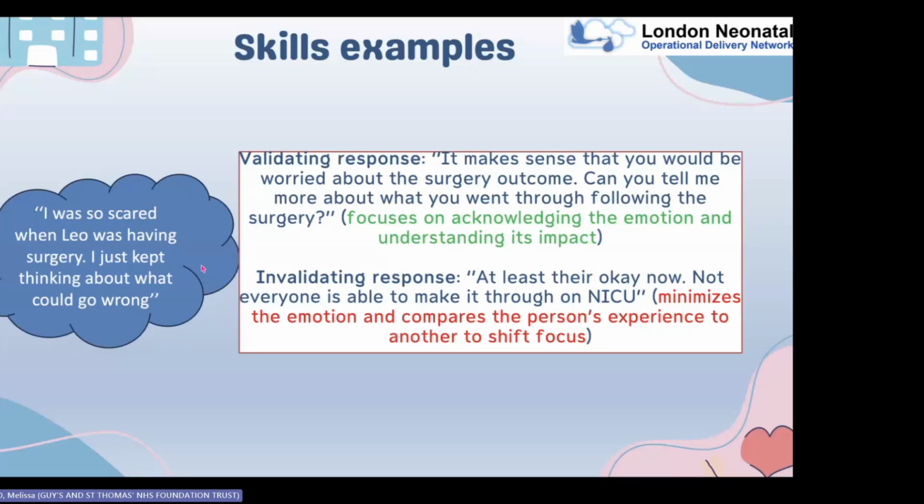An invalidating response would be, "Well, at least they're okay now. Not everyone is able to make it." This is, again, minimizing their emotion and it's comparing their experience to another. So it's shifting the focus.